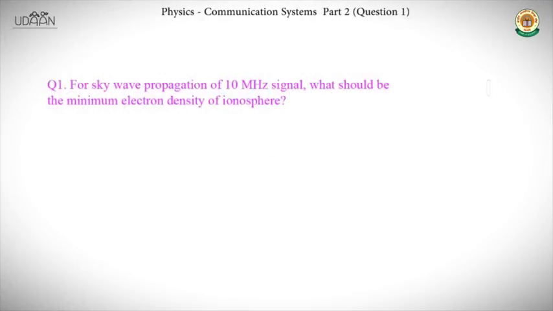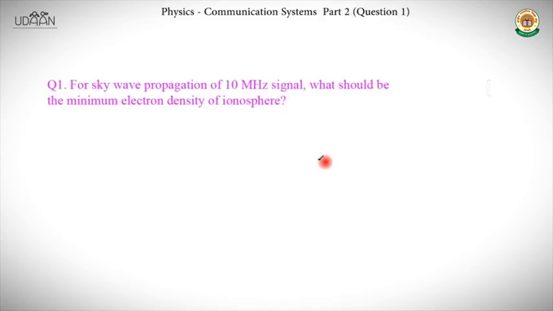Right, so we'll begin with problems for the chapter communication systems, and here's the first problem. It says, for skywave propagation of a 10 megahertz signal, what should be the minimum electron density of the ionosphere? We obviously know that what frequencies we can reflect back from the ionosphere depends on the electron density. So if we are given a frequency, we are asked what the minimum electron density will be.